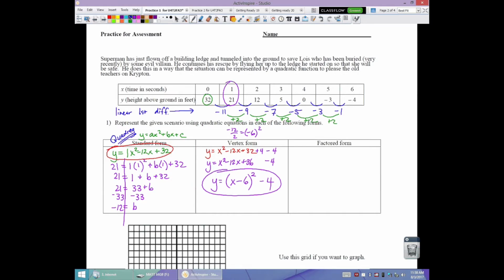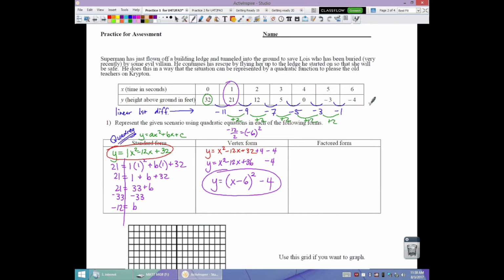Now, it turns out that we did have the vertex (6, negative 4) in the table, we just didn't know it. Had there been one more point in the table, it would have been (7, negative 3), which would start that symmetrical pattern, and you would have been able to identify that as a vertex. But we did not start with that.